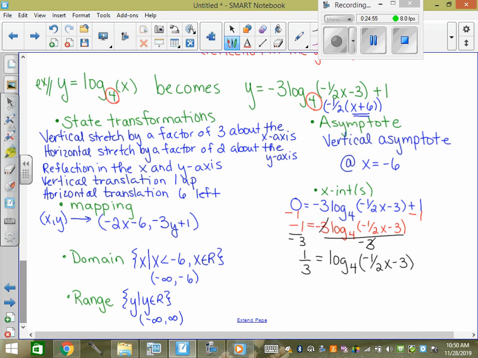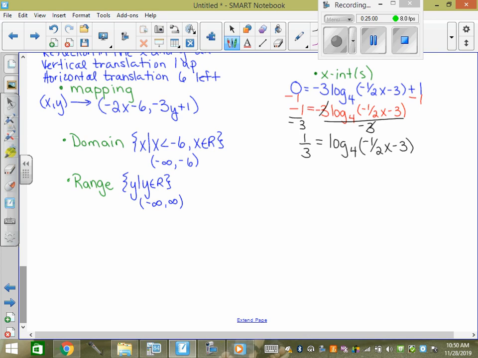Now I can convert to exponential. So whenever I'm finding x-intercepts of logs, I'm going to convert it to exponential. And when I'm trying to find x-intercepts of exponential, I'm going to end up converting to log. So my log base is 4. It goes to 1/3, and it equals negative a half x minus 3.